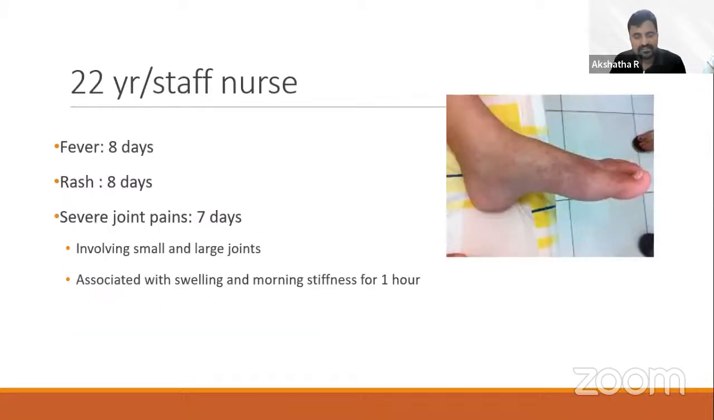So coming to the first case, this patient is a 22-year-old female who is a staff nurse by occupation. She came with an 8 days history of fever with erythematous macular rashes in her lower extremities. And it was associated with 7 days history of severe joint pains involving both the small and large joints associated with swelling and morning stiffness for 1 hour. So this is a case of acute polyarthritis.